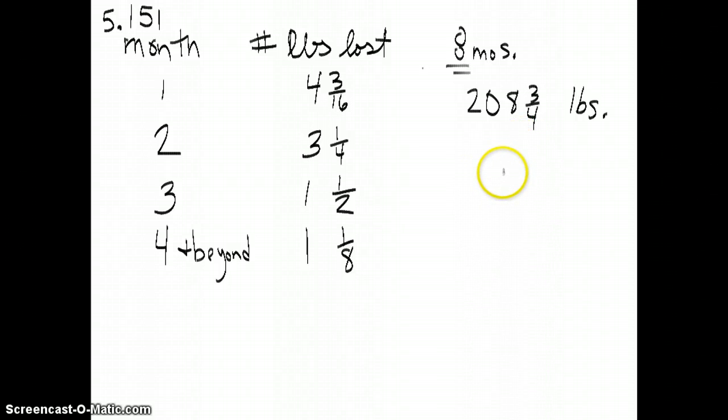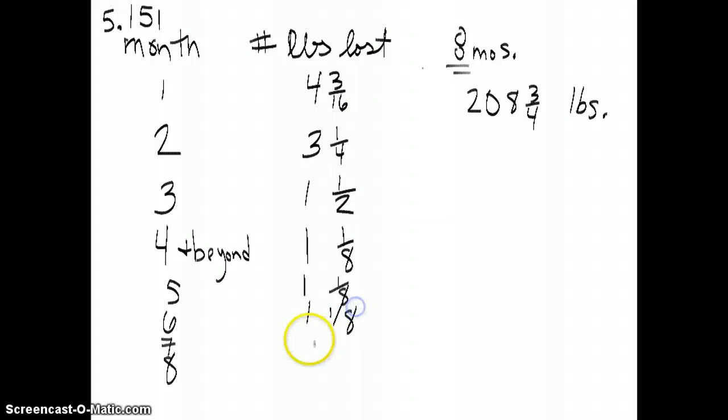So first we need to figure out how many pounds would such a person lose. So we're going to add up the total number of pounds. So we have our numbers here for month 1, month 2, month 3, month 4, and then we'll have month 5, 6, 7, and 8. It will be 1 1/8 pound each of those months. So we need to add up all of these pounds.